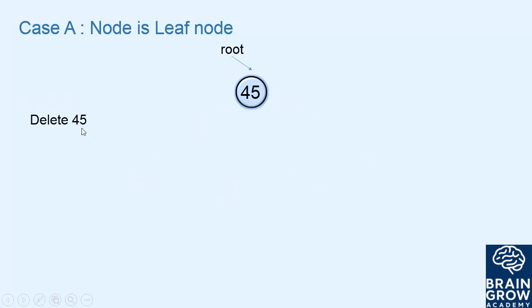Now suppose the leaf node that is to be deleted is the root node of the tree. P refers to this node, parent is null. In this case, root node will be the only node of the tree. And after deletion of this node, tree will become empty. So root is set to null.